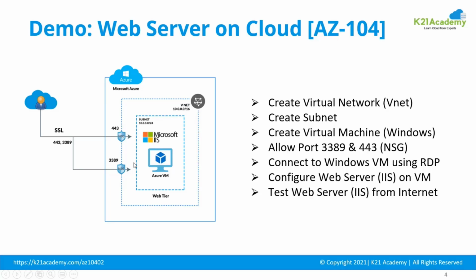Now, once I've opened port 3389, I'll be connecting to this virtual machine of Windows type, and then I'll be installing or configuring Microsoft IIS server on top of that. This Microsoft IIS server will be listening on port number 80 or 443. So I'm going to open port numbers 80 and 443 from the internet, so I can access this Microsoft IIS server over the internet. This is what I'm going to do in this particular lab for you.